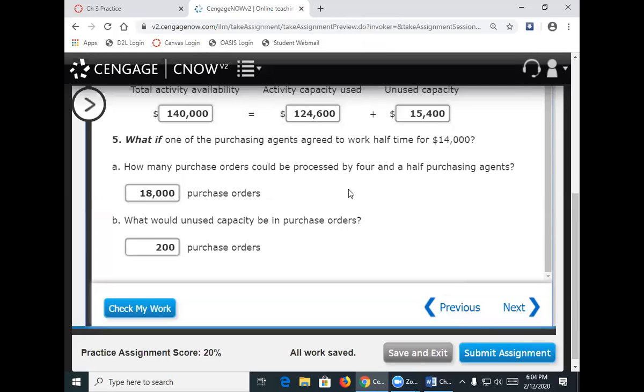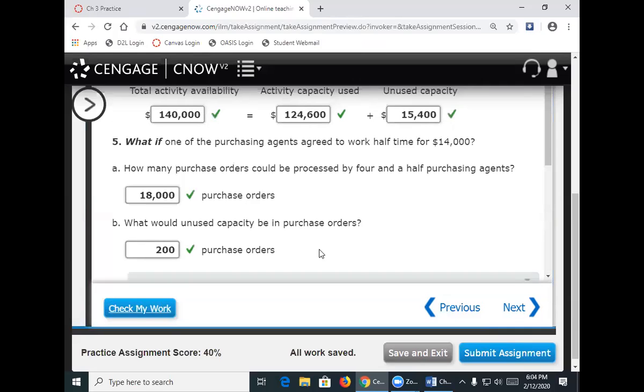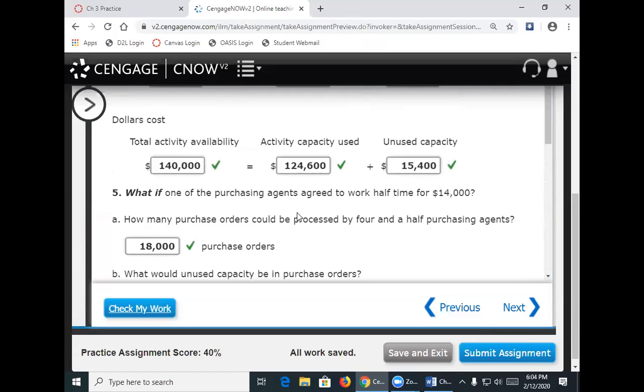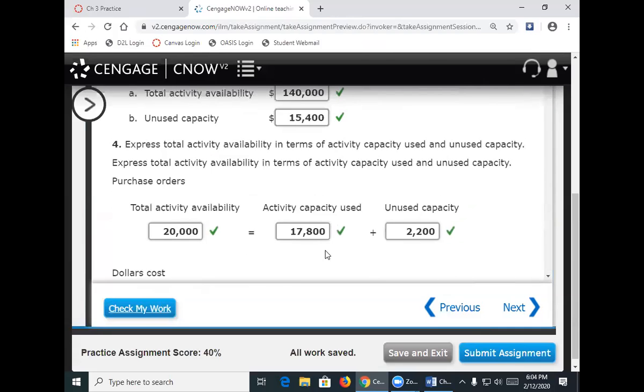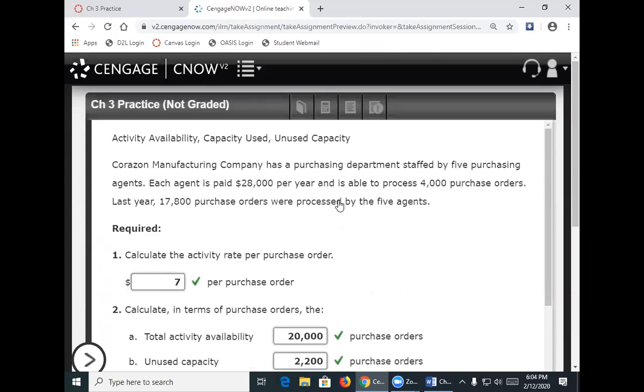Okay. Any questions on that one? On the 18,000, you did the 4.5 times... Oh, by 4,000. So you have 4.5 processors, and we took it by the 4,000 purchase orders they could process. Any other questions on that one? Okay.